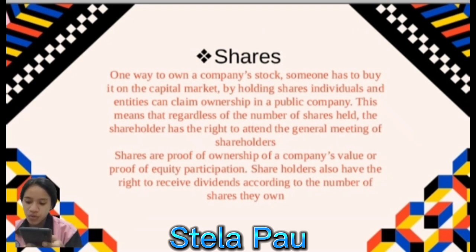Shares. One way to own a company's stock is to buy it on the capital market. By holding shares, individuals and entities can claim ownership in a public company. This means that regardless of the number of shares held, the shareholder has the right to attend the general meeting of shareholders. Shares are proof of ownership of a company. Shares are proof of equity participation. Shareholders also have the right to receive dividends according to the number of shares they own.